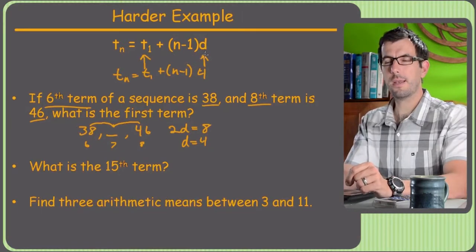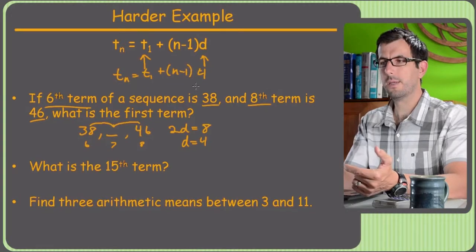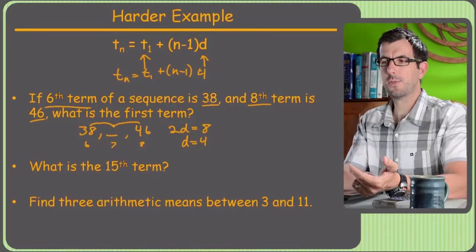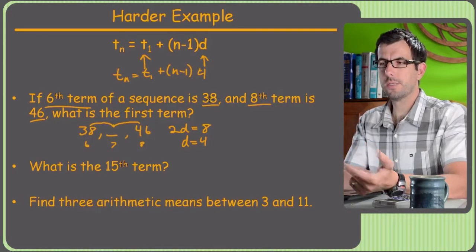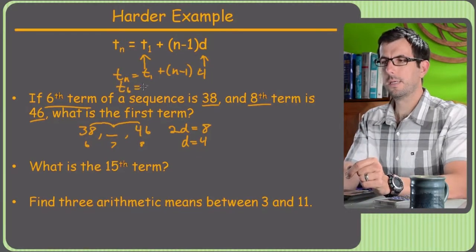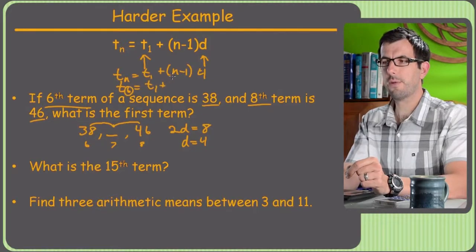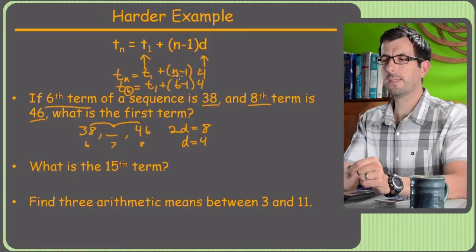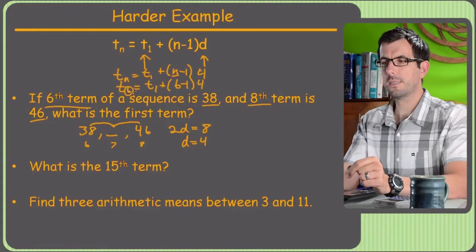So am I there yet? Well, yeah, because if I just knew a single term, I could plug in. So what I'm going to do is I'll just use one of my 2 terms. I could use the 6th or the 8th. I'll use the 6th since I saw it first. So t sub 6 equals t sub 1 plus, now this 6 is just what goes in for n right here, right? So that's just going to be 6 minus 1, and all that's times 4.